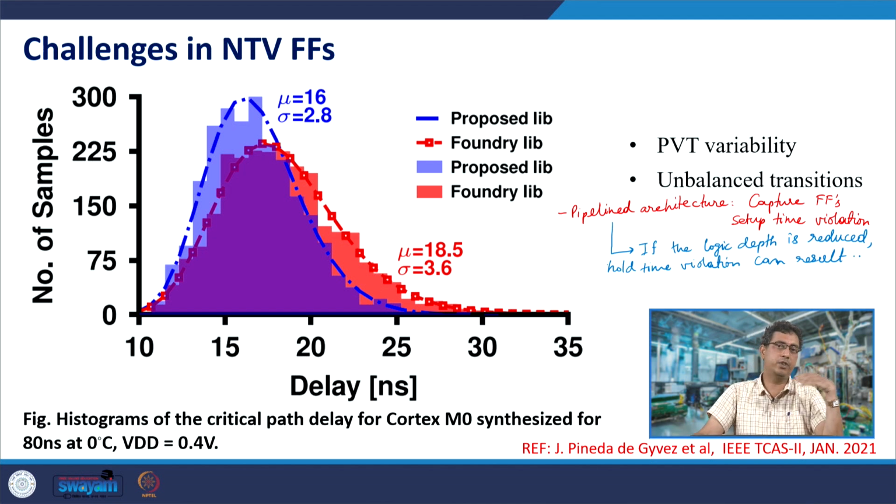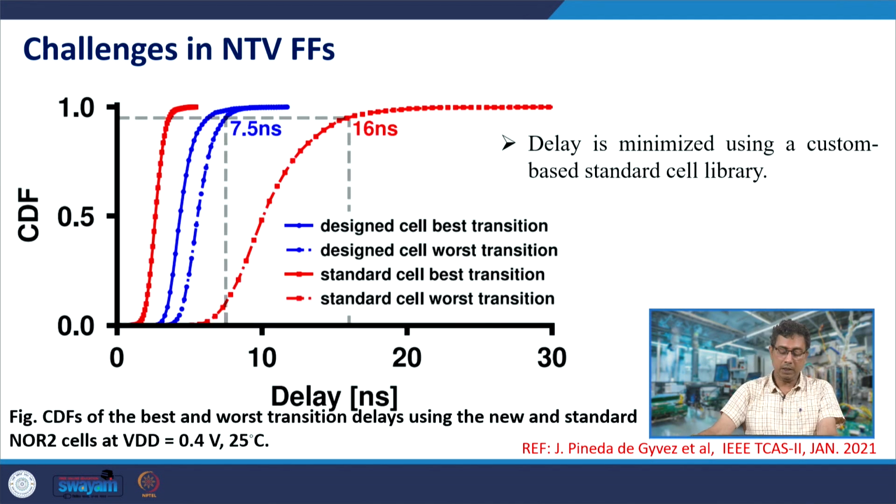If the logic depth is reduced, what would happen? To counter the problem of setup time violation, if you reduce the logic depth significantly and play with margins, then whenever the delays are very small, you may have hold time violation. The next cycle's data may come before the hold time of the capture flip flop has passed. So, you may have hold time violation in the capture flip flop.